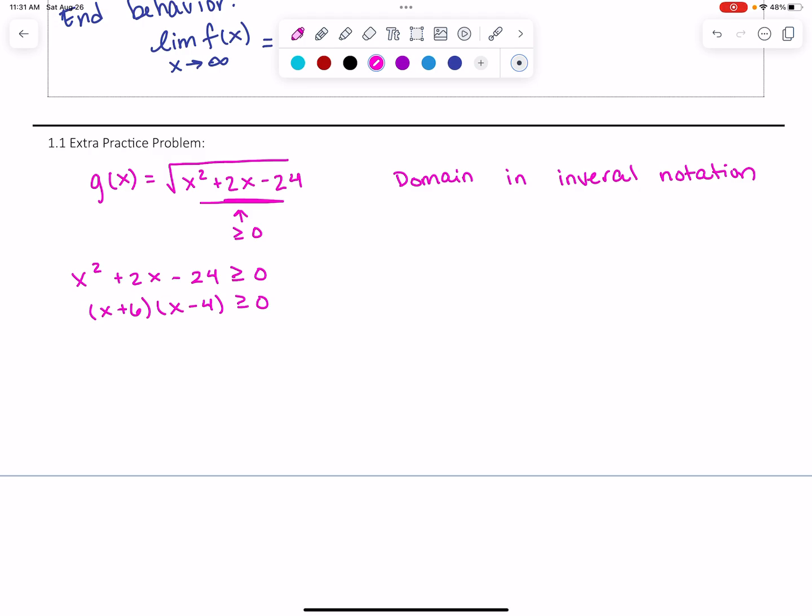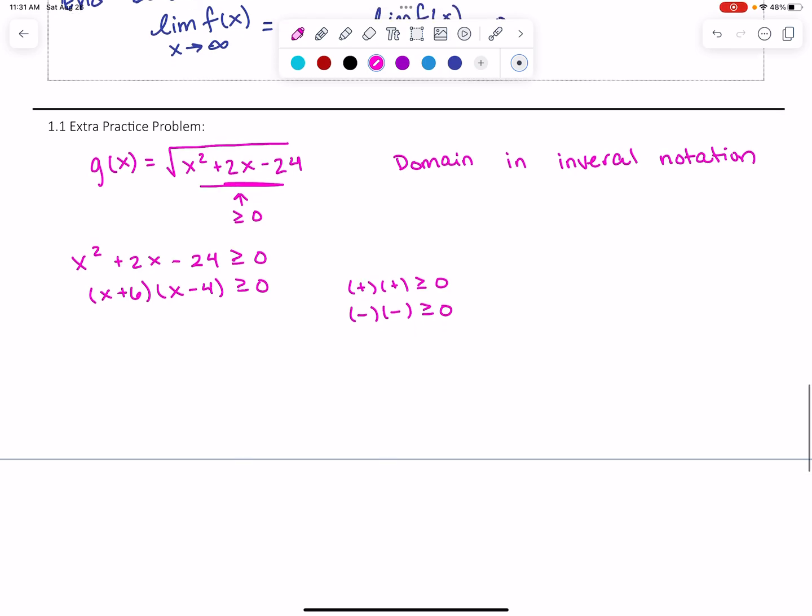Now, there's two options because you're multiplying two things together. We know that either they have to be two positive numbers that are greater than or equal to 0, or the other option is that if you had two negative numbers multiplied together, that's also going to give you a positive output. So when you have these two different options, it's important to look at both. Let's start with the positive one. So x plus 6 has to be greater than or equal to 0, and x minus 4 has to be greater than or equal to 0. So x has to be greater than or equal to negative 6, and x has to be greater than or equal to 4.